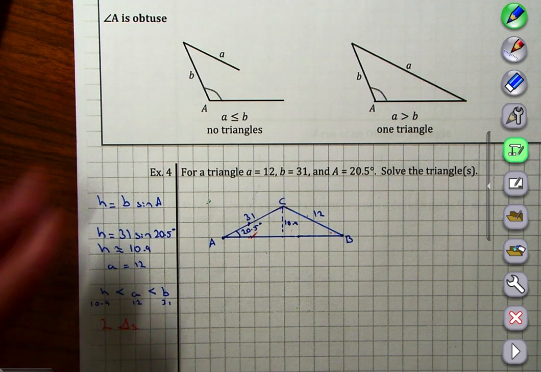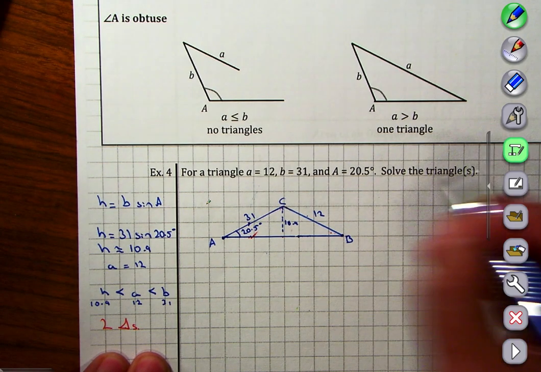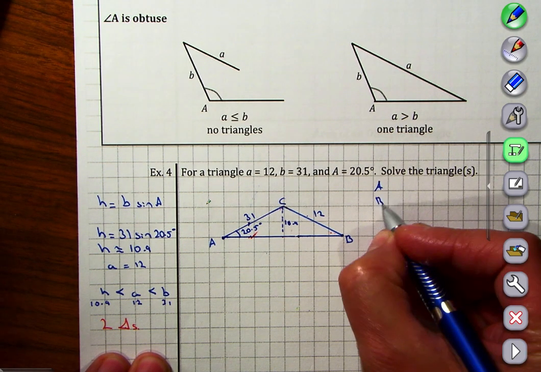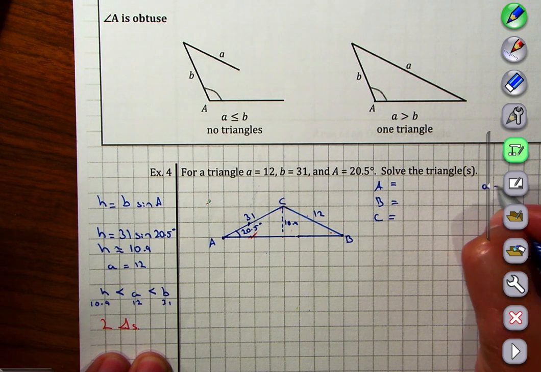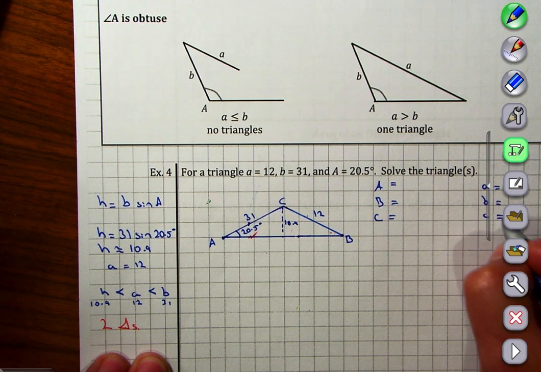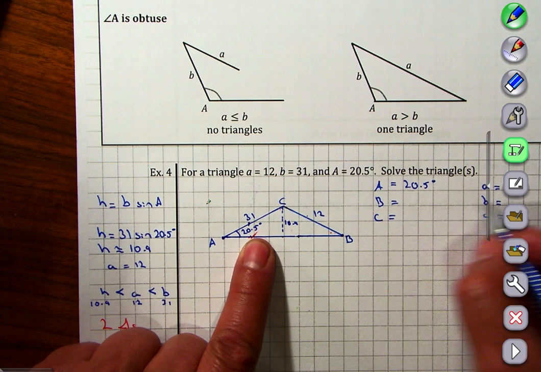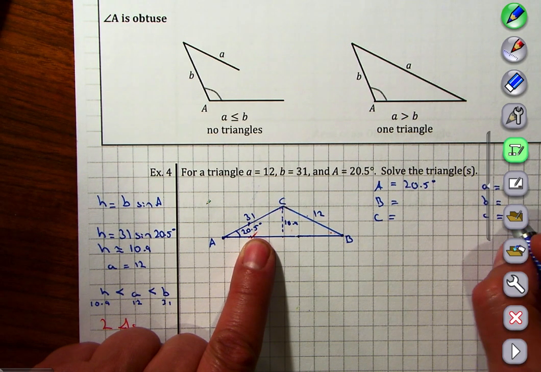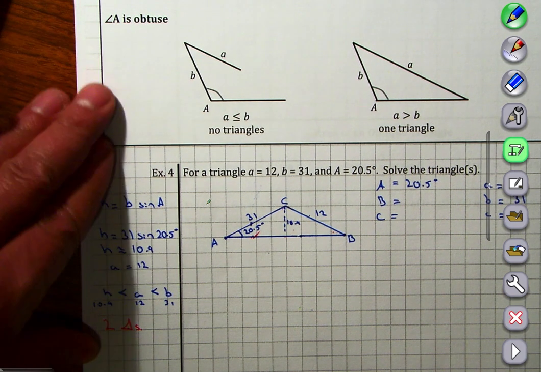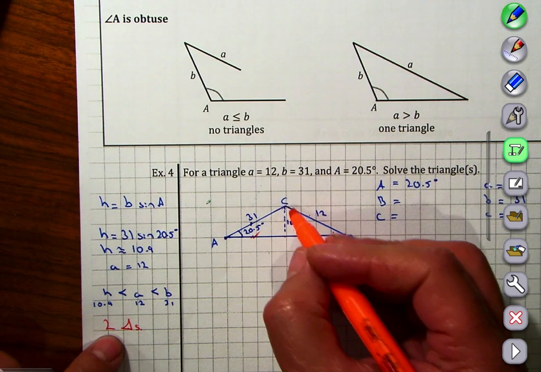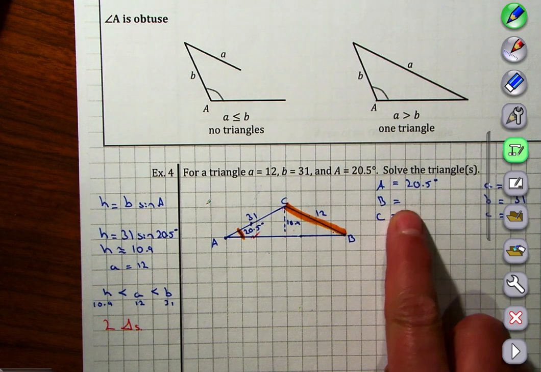But let's go through a process. Let's assume that we didn't know this. In this case, we have angle A, angle B, angle C. We have side A, side B, and side C. This is 20.5 degrees. This is 12 units. This is 31 units. So we have a side and an angle. So therefore we're going to be able to find angle B first.